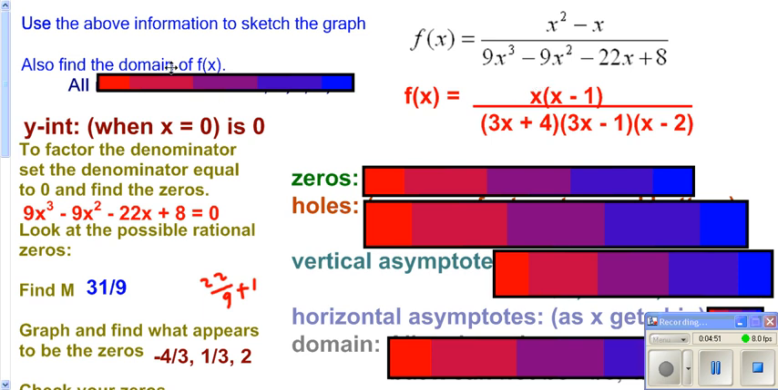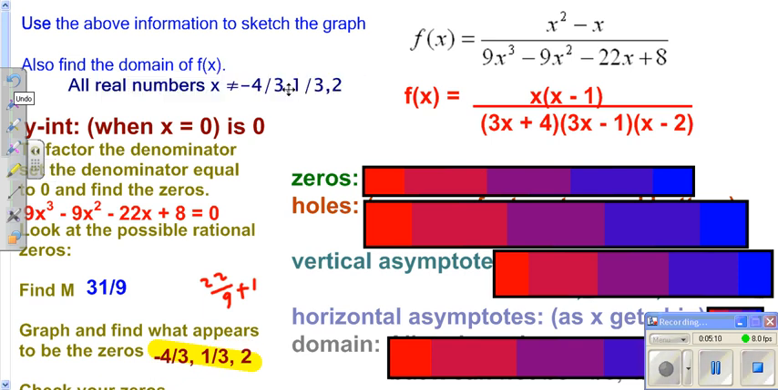Now let's discuss your domain. Your domain is everything that, well, everything will work except what causes the bottom to be 0. We were just looking at what caused the bottom to be 0. That was this stuff right here. So your domain's going to be everything except those things, because those are the numbers that cause your denominator to be 0.